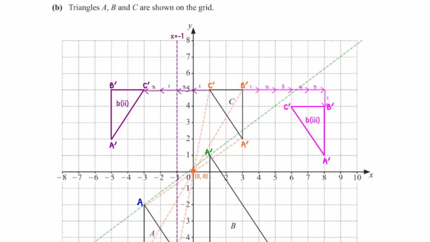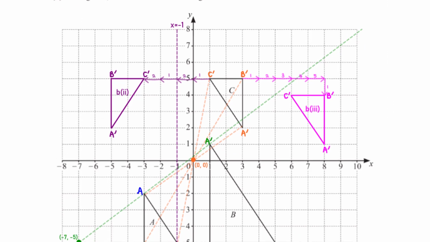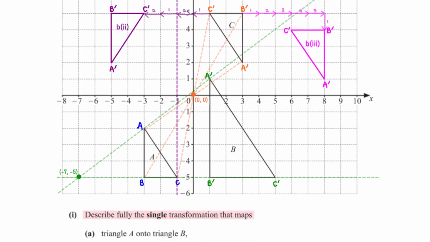Triangles A, B, and C are shown on the grid. Describe fully the single transformation that maps triangle A onto triangle B. When we look at both triangles A and B, we can tell straight away that this is an enlargement by a scale factor of 2 because each of the sides of the image, which is triangle B, is twice its corresponding sides on the original, which is triangle A. The scale factor in this case is positive because triangle B has the same orientation as triangle A.